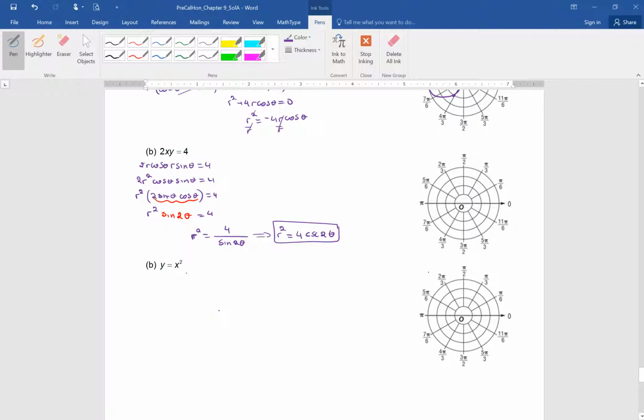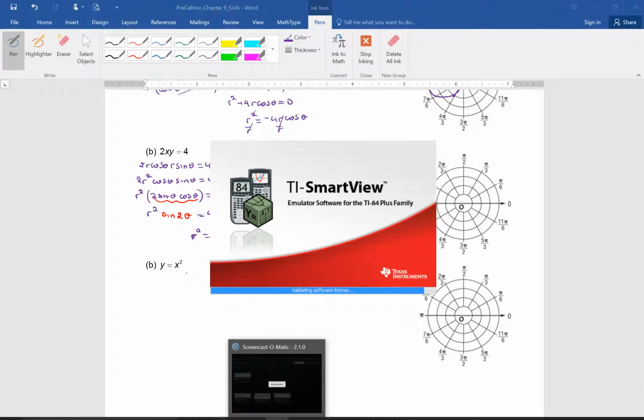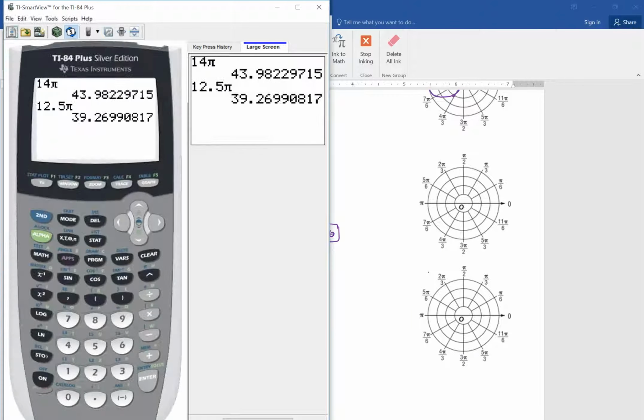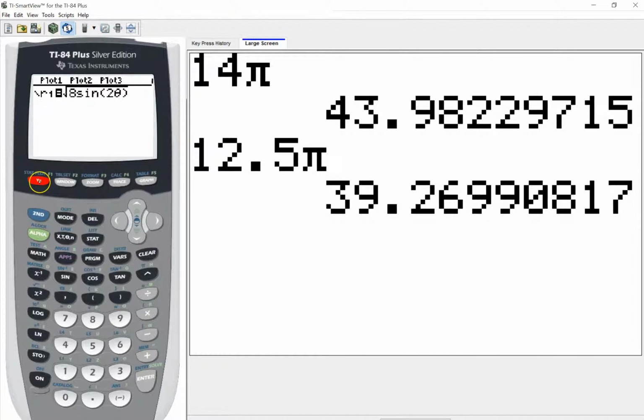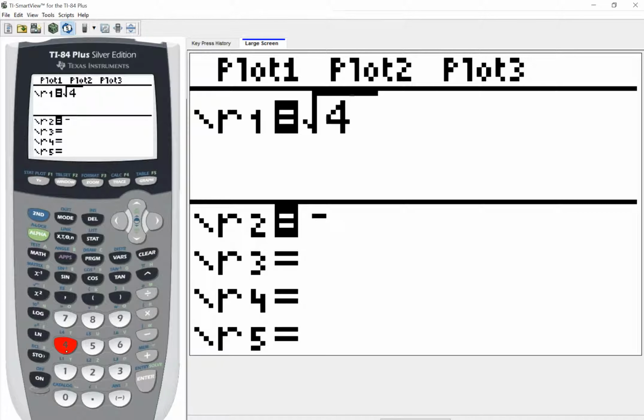And now this is an r squared, and it's a cosecant. Let's plot it. Let's graph it on the calculator. It is going to have 2 because you have an r squared. It's going to be in radian. So 4 cosecant, how do we do cosecant? So 4 over sine 2 theta. Okay, listen, I'm going to show you something.